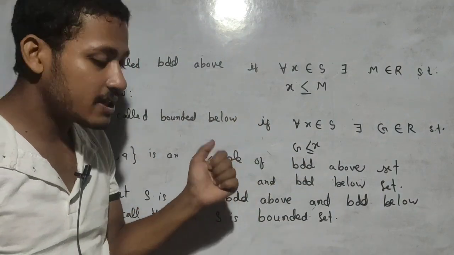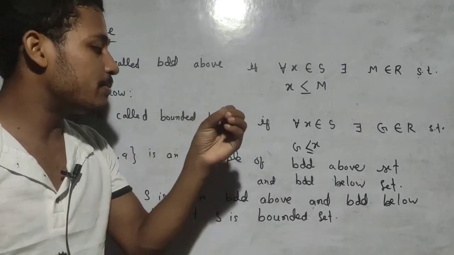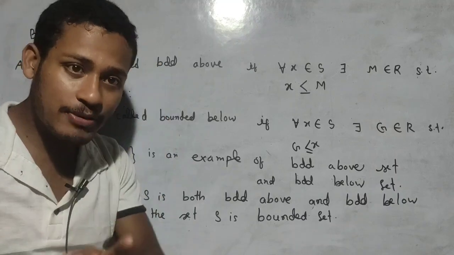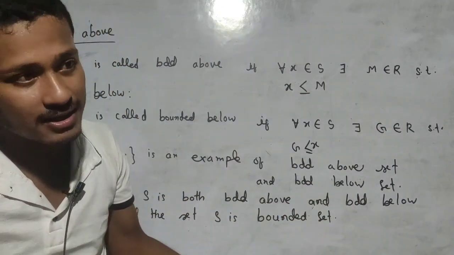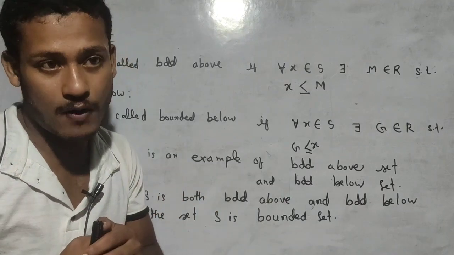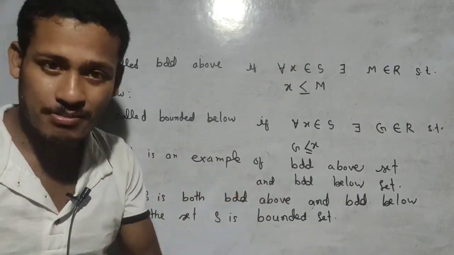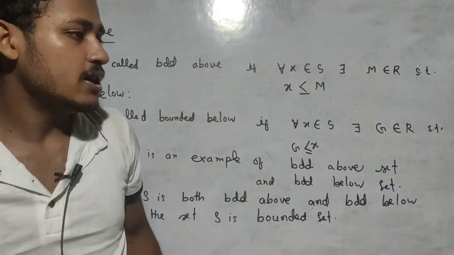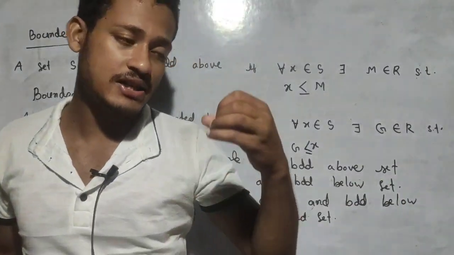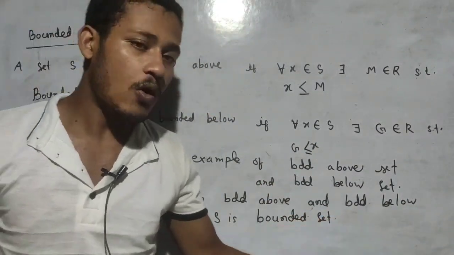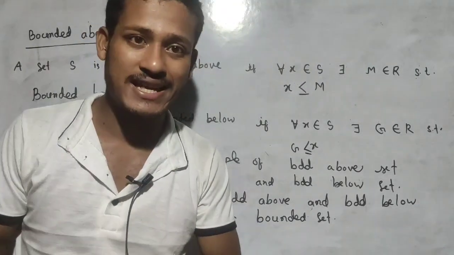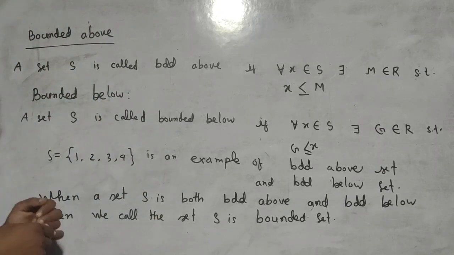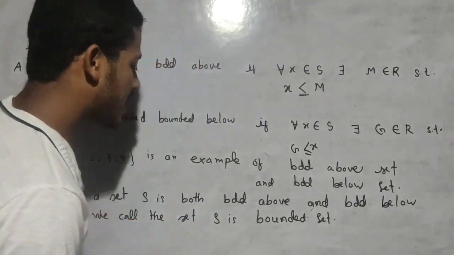If even one of these two conditions is not satisfied, that is, if the set S is either not bounded above or not bounded below, then we call the set unbounded. So the definition of bounded set and of unbounded set is done. Now we have understood bounded set and unbounded set.